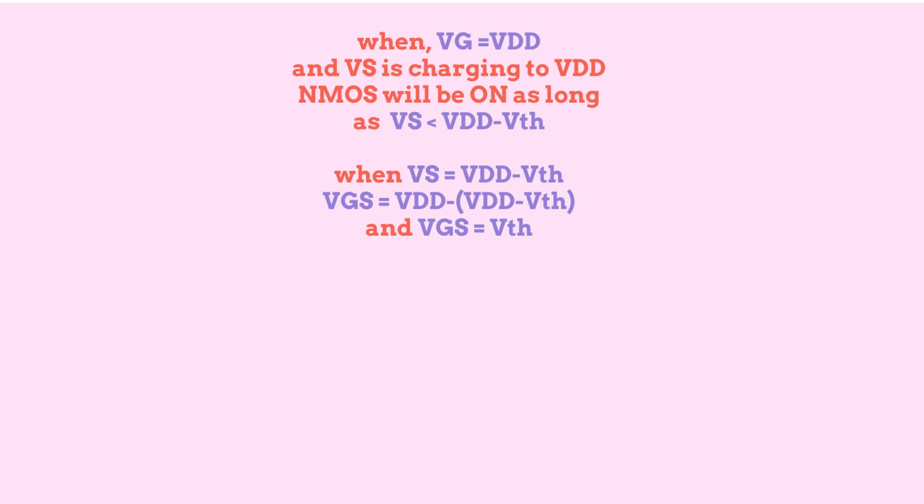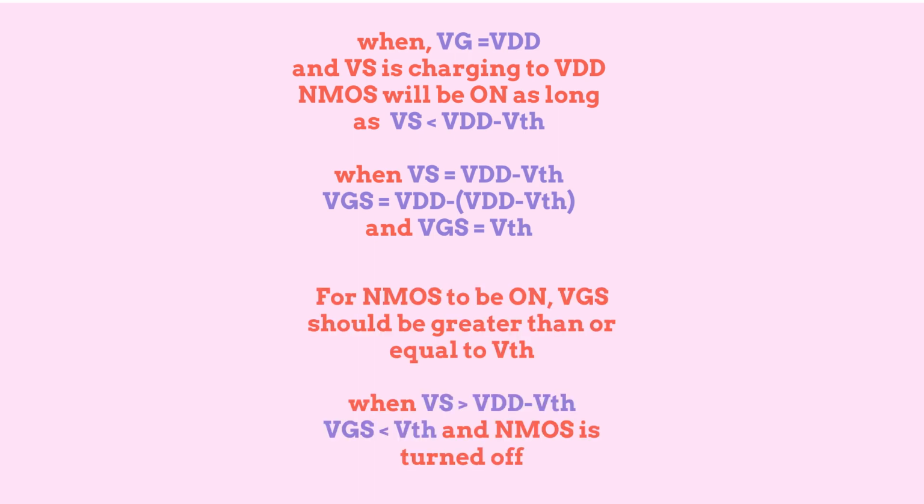When Vg is equal to VDD and Vs is charging to VDD, NMOS will be on only as long as Vs is less than VDD minus VTH. When Vs is equal to VDD minus VTH, VGS will be equal to VTH. For NMOS to be on, VGS should be greater than or equal to VTH. When Vs is greater than VDD minus VTH, VGS will be less than VTH and NMOS will be turned off. That is why NMOS is not good at passing 1.